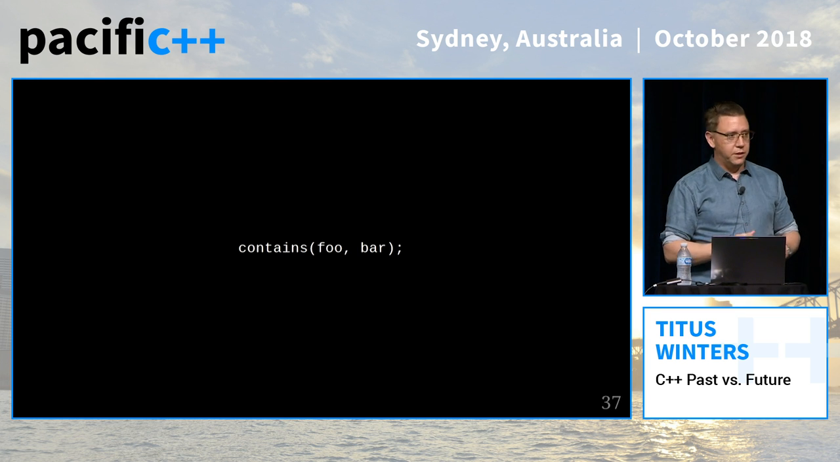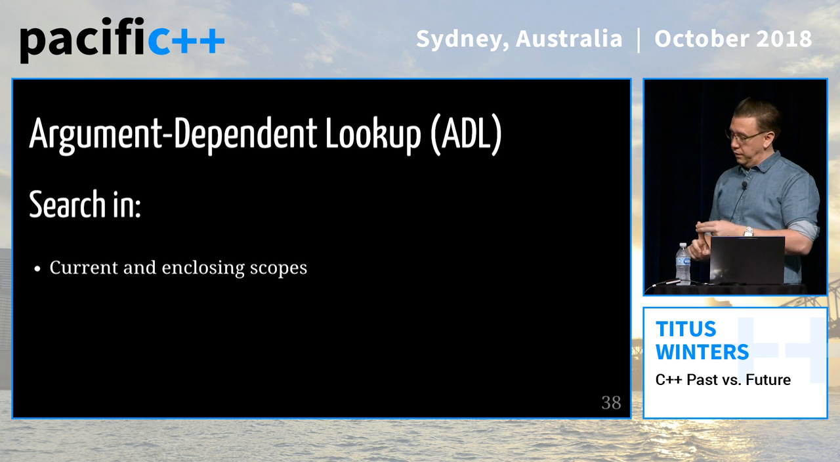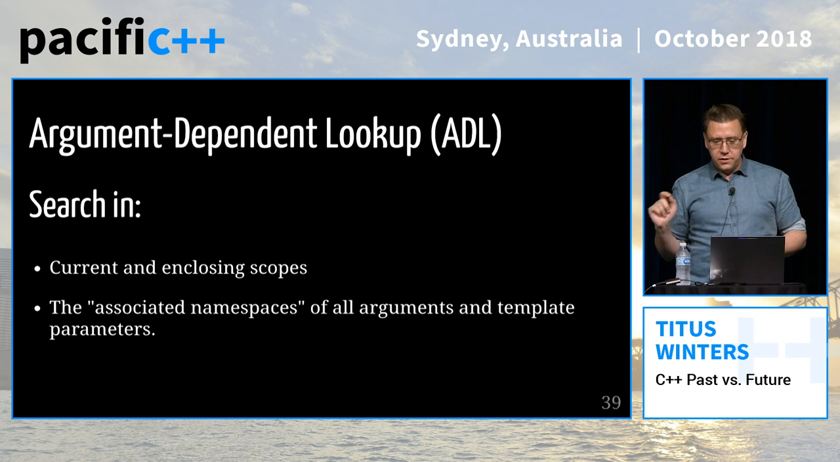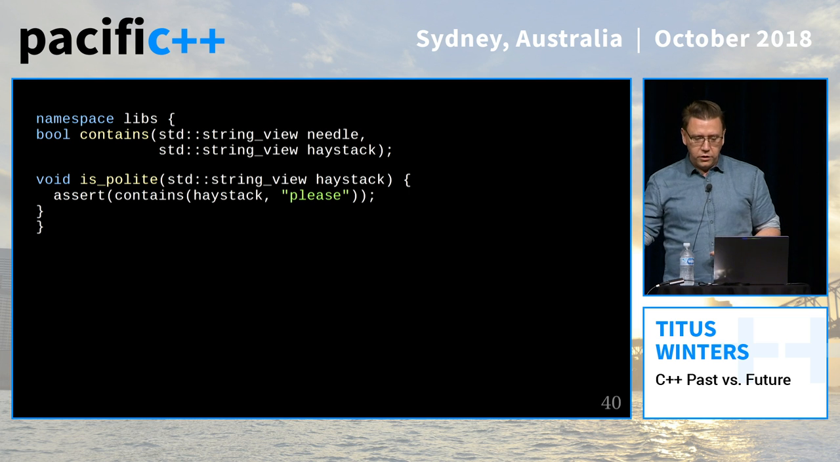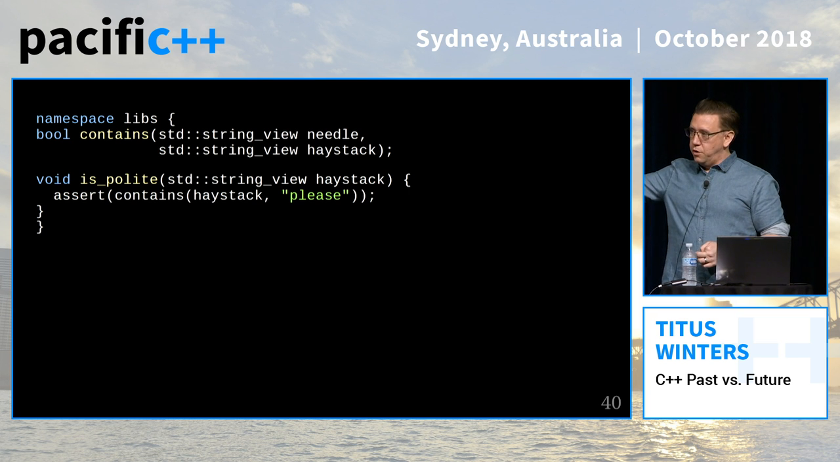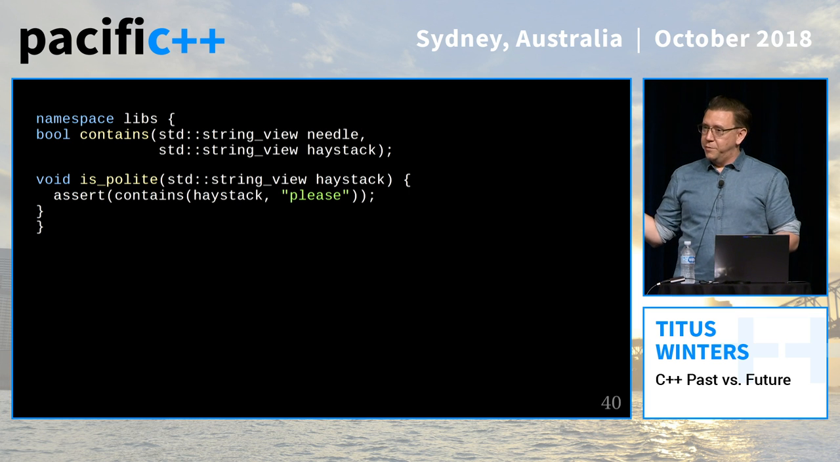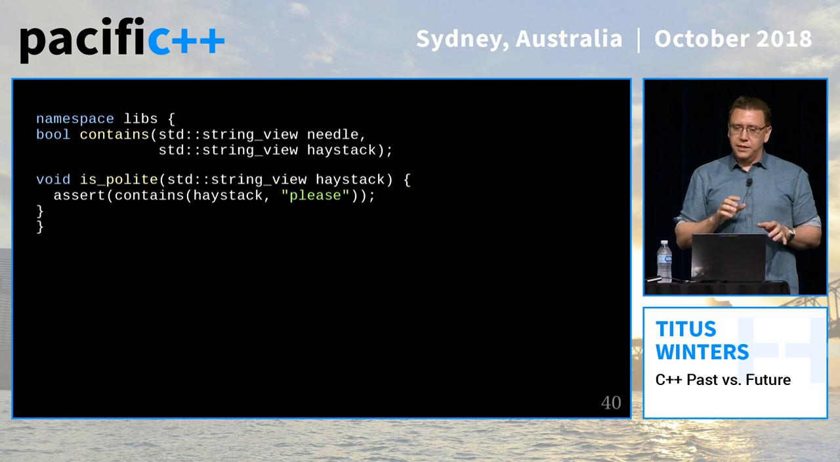When given an unqualified function call, one with no colon colons in it, we look in the current scope and all enclosing scopes, exactly what you think, and then, drum roll please, the associated namespaces of all arguments and template parameters. Right? This means that when you write contains without any qualifiers, a function call that passes any standard type is going to do overload resolution on the functions of that name in your namespace, in parent namespaces, and in std. Or, actually, because it is about arguments, you can also get this if you are accepting a type that is convertible from a standard argument and someone invokes it with an argument. Right? It's really hard.